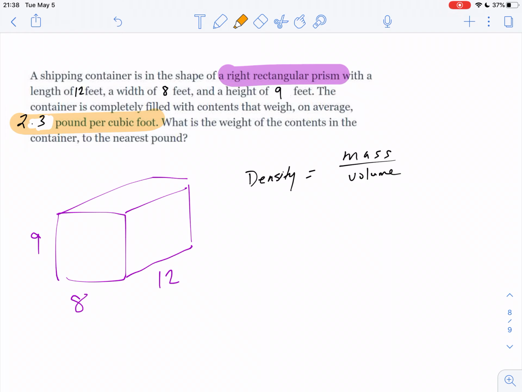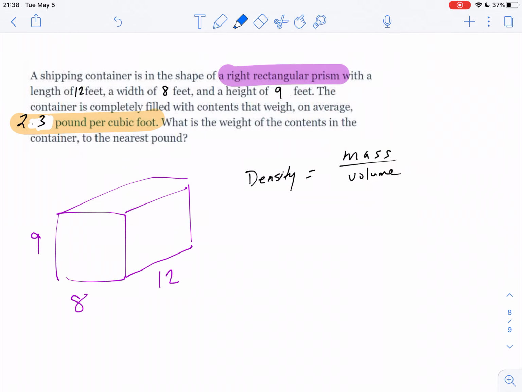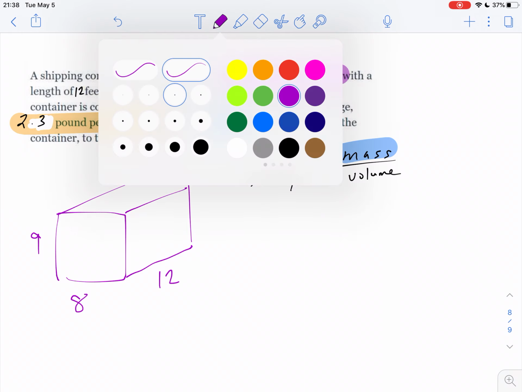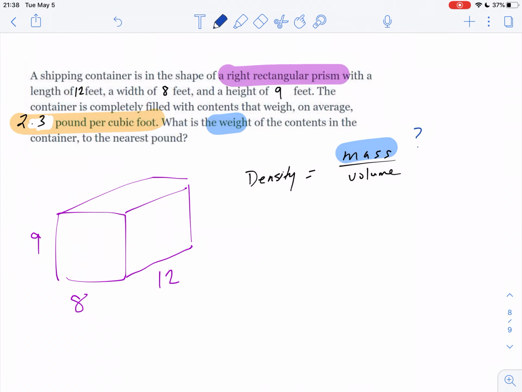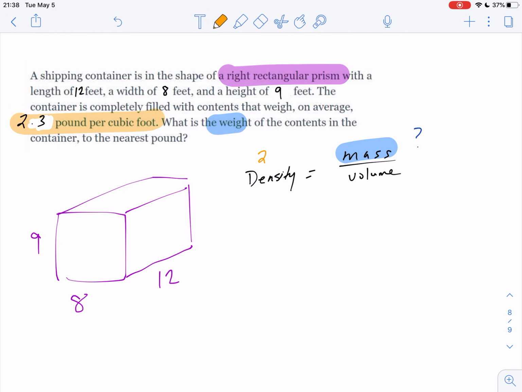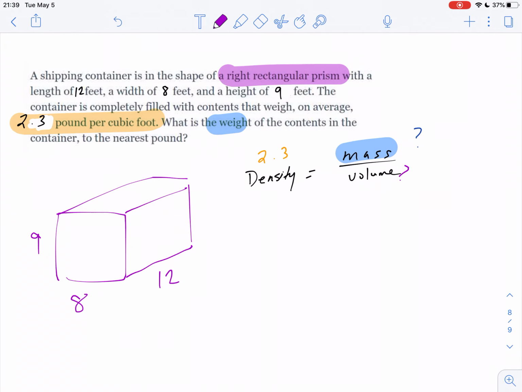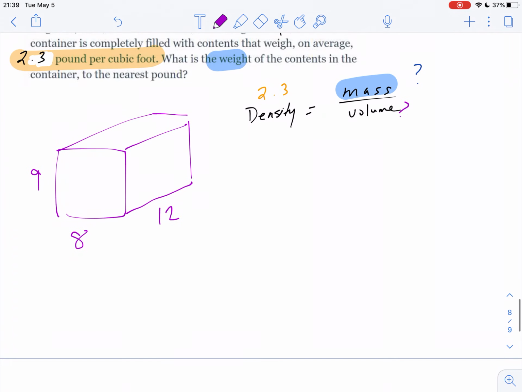So this time we are looking for the mass. That is our missing quantity here. We need to find this. We're given the density, that's 2.3, so no issue there. Once again, the volume is missing, so let's pause and find the volume. So ultimately we need the mass, but let's find the volume.